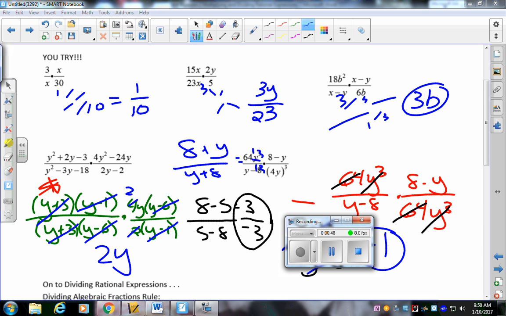The first one just gave me 1/10. Okay, the second one I was left with 3y over 23. Last one, I was just left with 3b. Be careful on that one. X minus y is the same as x minus y. Those aren't opposites, so they just cancel.